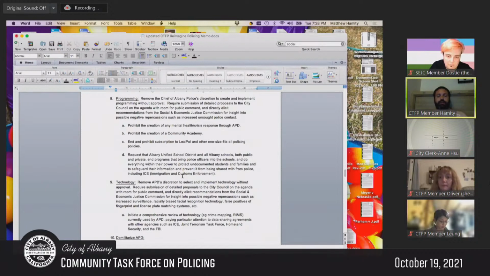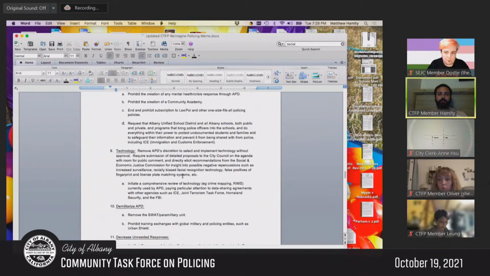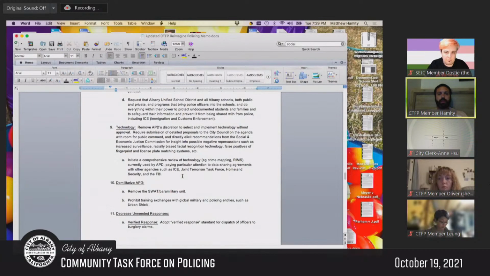We also request that the Albany Unified School District and all Albany schools, public and private, and programs that bring police officers into the school do everything within their power to protect undocumented students and families, and to safeguard their information and prevent it from being shared with police, including ICE. And I think we do have a good relationship with members of the school board, and I know at least some are supportive of this, and we can continue to reach out to them and make sure that these policies are also reflected in the schools.